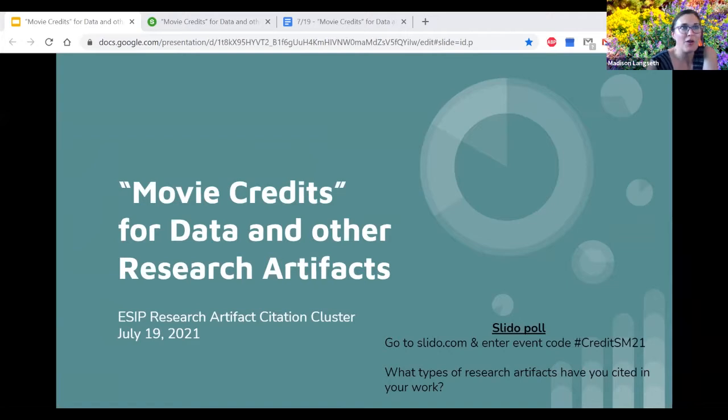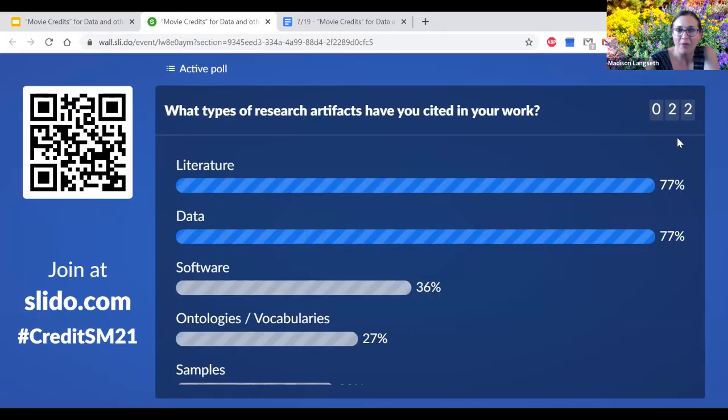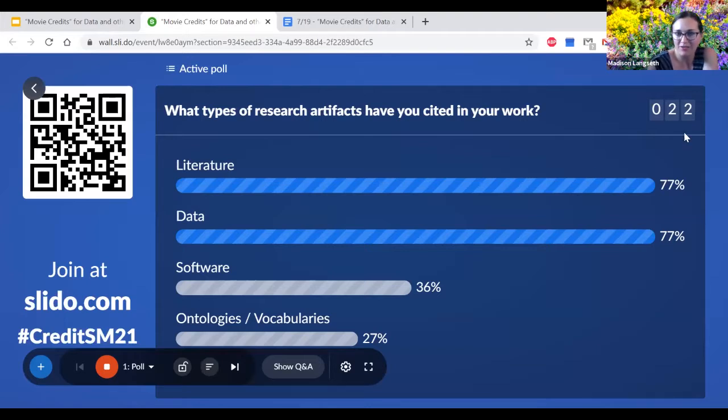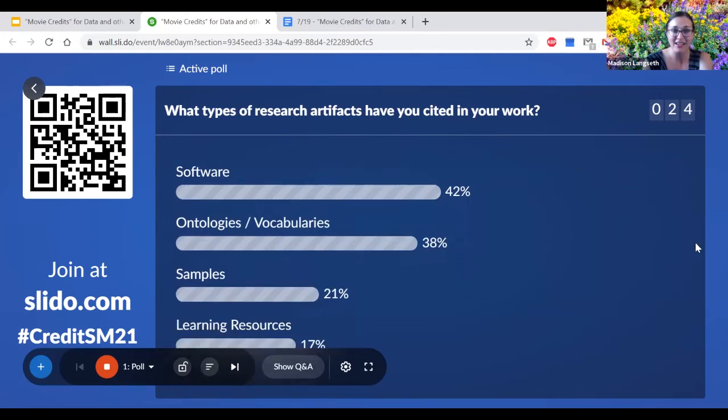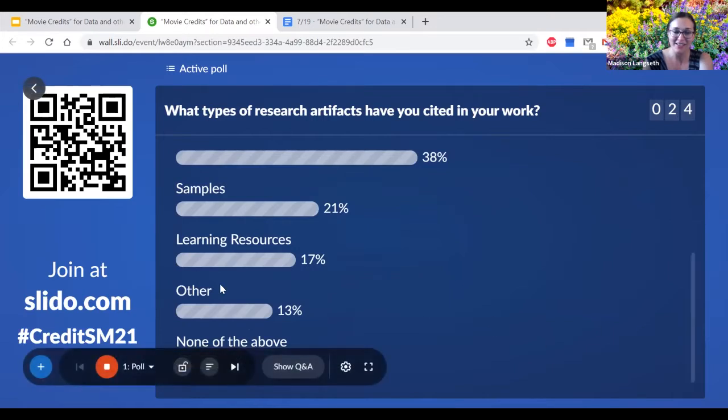I've asked everybody to go over to Slido and answer this question just to get us warmed up. So I'm going to hop over there and see what we have. So we asked, what types of research artifacts have you cited in your work? And looks like literature, as I would expect, is on top, but tied with data, which is incredible. Means that we're gaining steam in the data citation world. But we also have folks who have cited software. There are folks who have cited ontologies and vocabularies, as well as samples and learning resources. And there are some other things out there that folks are citing as well.